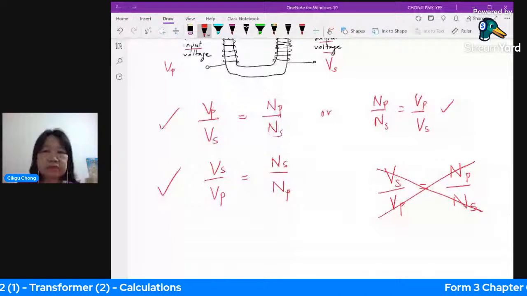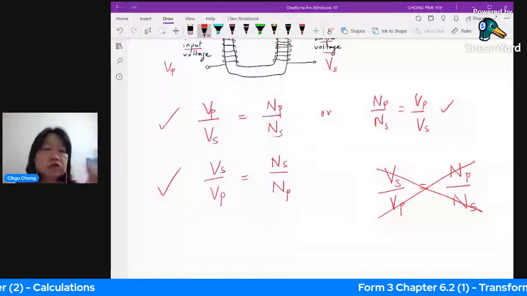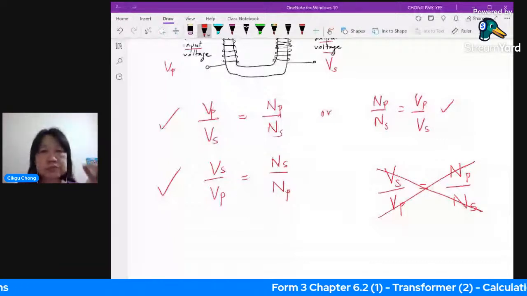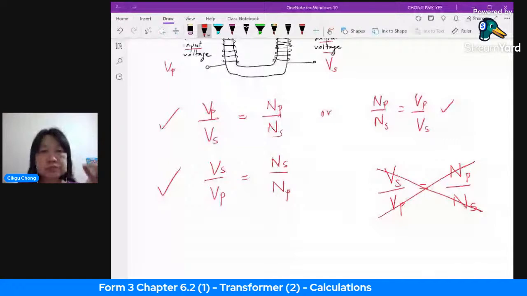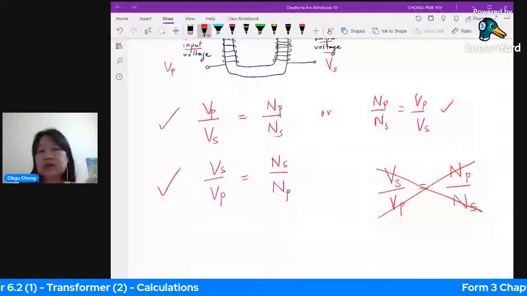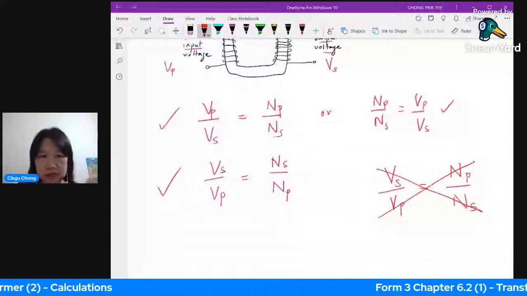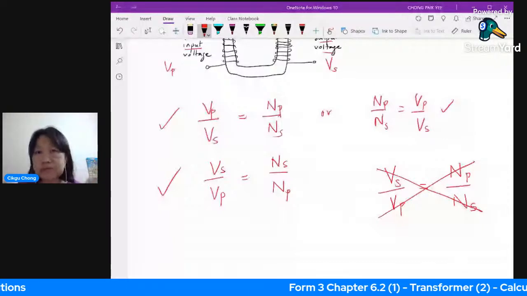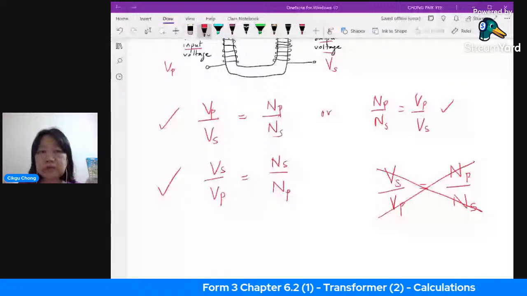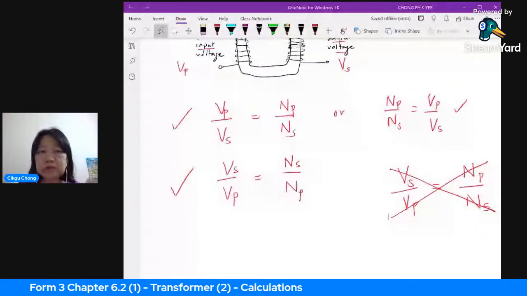So you need to remember how to put the ratio. First thing, V over V equals N over N. Then if you want to put your P on top, then on this side also must be P on top, S at the bottom. If you want to put your S on top, then your P at the bottom on the other side must be the same. Then it makes sure that your formula is correct. So you write it down.